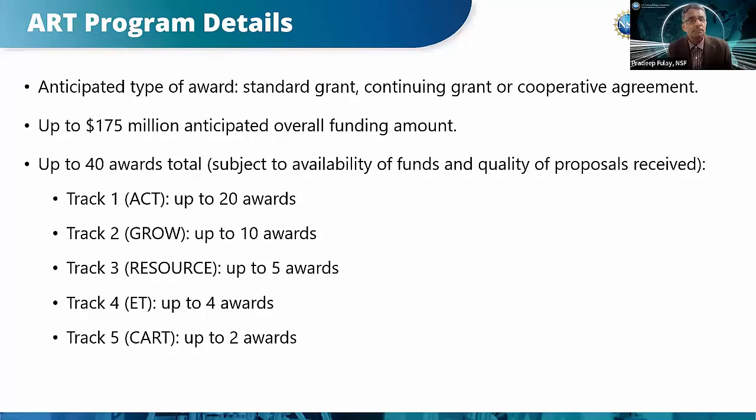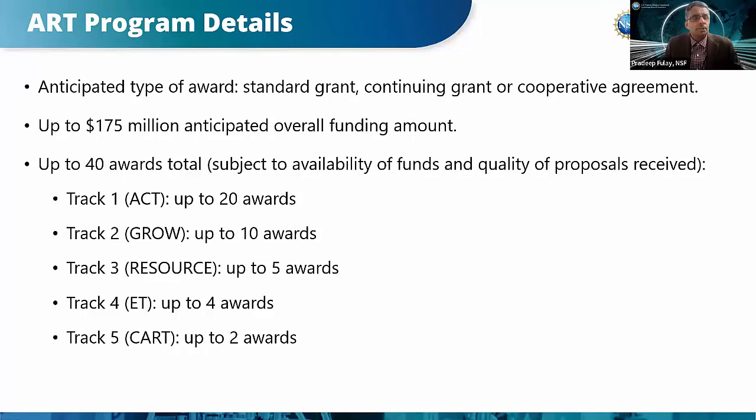And then tracks 3, 4, and 5 are aimed at institutions of higher education that have a high research translation readiness level. Track 3, known as RESOURCE, we expect to make up to 5 awards, and this is really aimed at creating what I would call virtual centers that would provide technology transfer, entrepreneurship, and any other related support to many institutions within a region. But that support will be provided by an institution or organization that has a high research translation readiness level, or very high expertise as to how to make it happen.